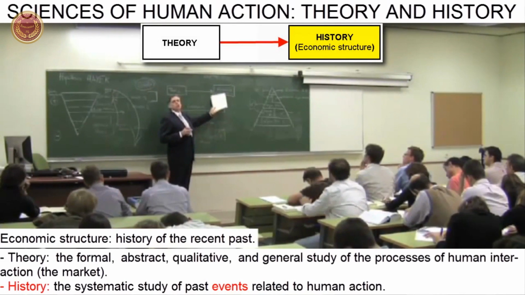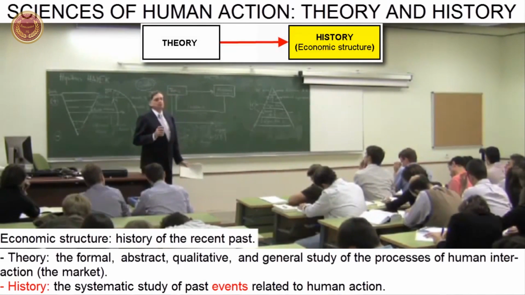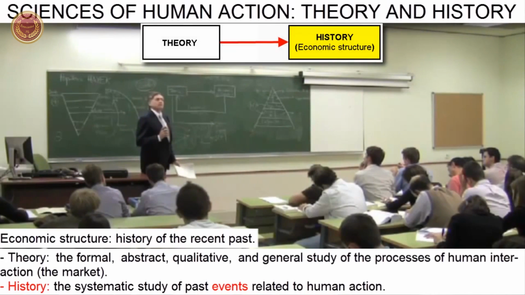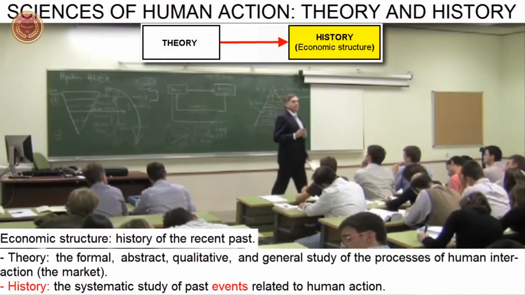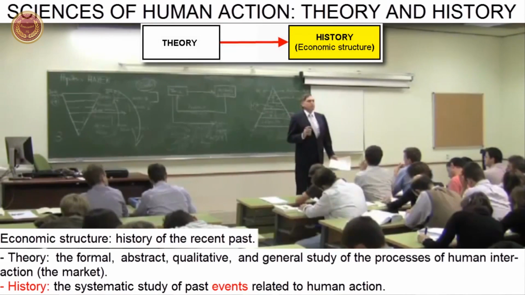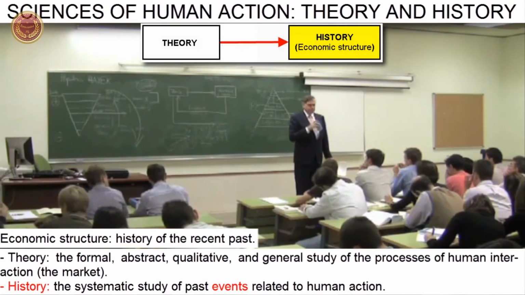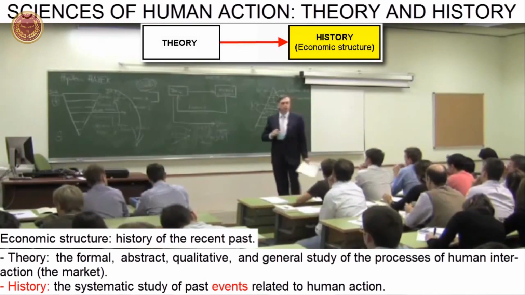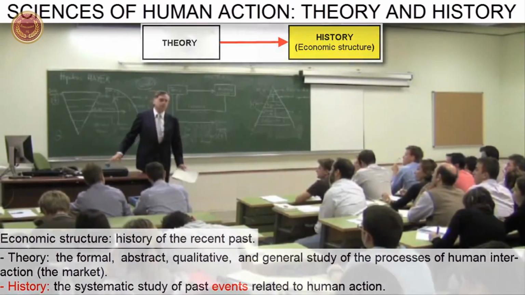In colloquial terms, history refers to the events of the more distant past, and structure refers to recent history. The global economic structure, or Spain's economic structure, is the recent history of the global economy, or of Spain's economy. It is history from last month, or last year, but it is history. In fact, everything that took place a second ago is already history.